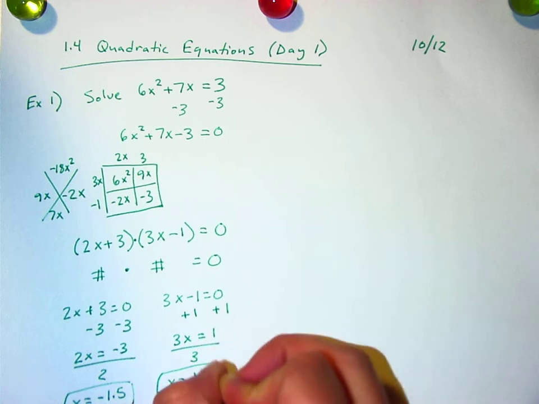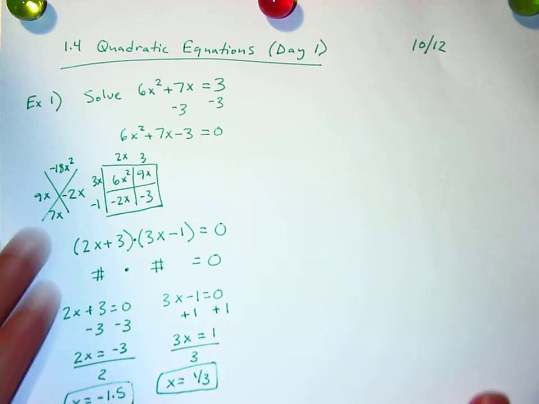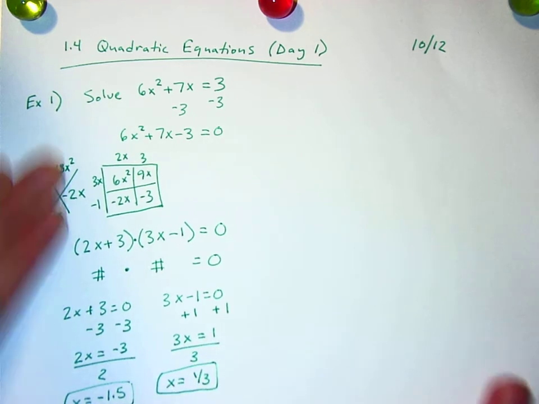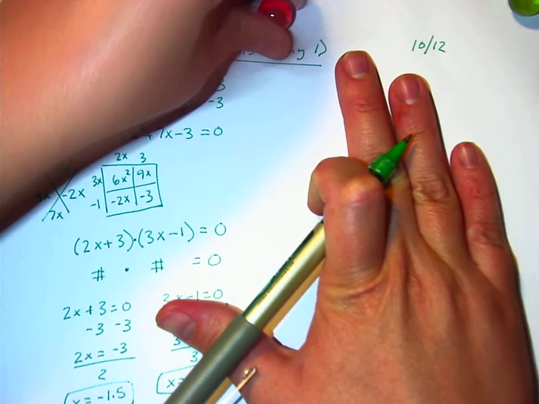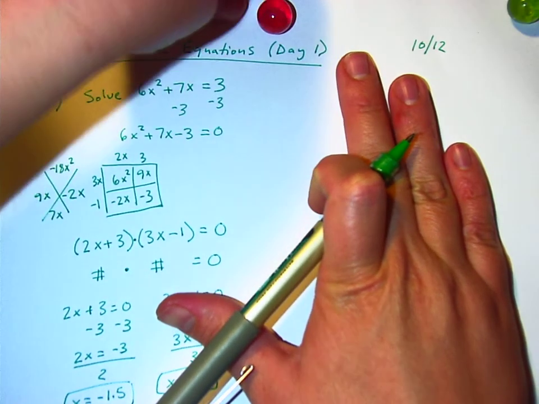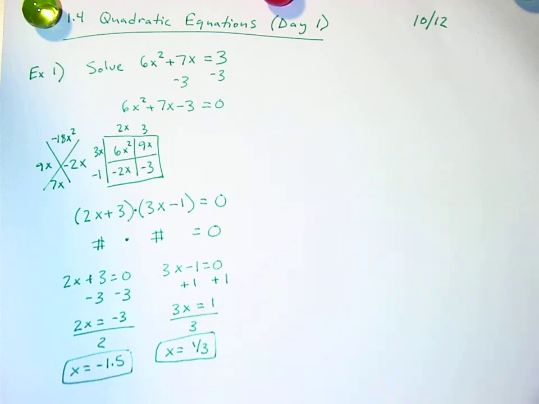So in the end, you should get 1/3 and negative 1.5, which makes sense because for a quadratic, that is a problem that has a square in it, you usually have two answers.